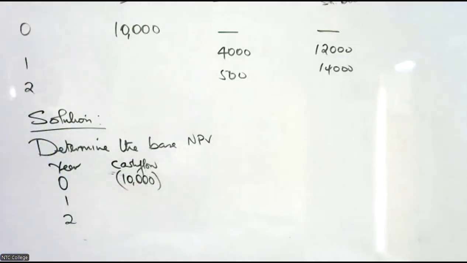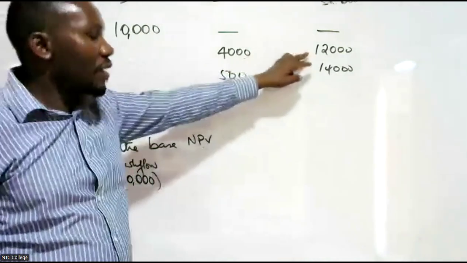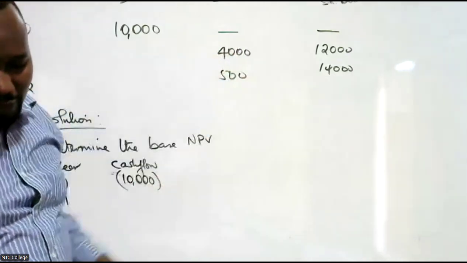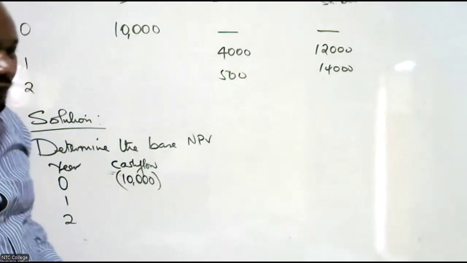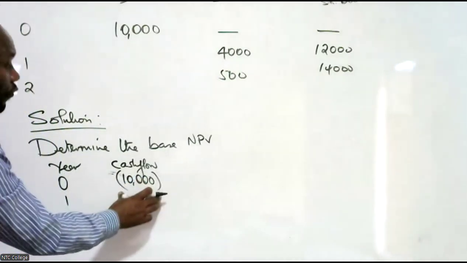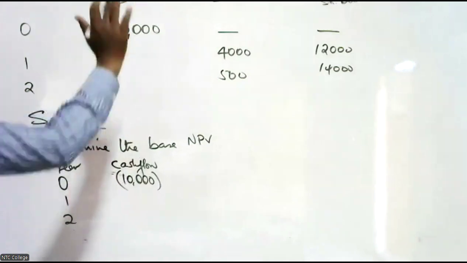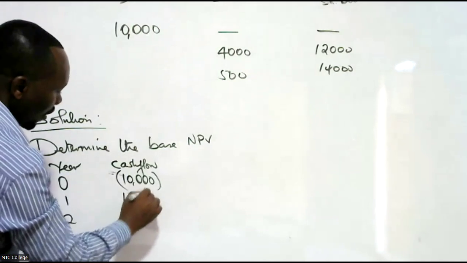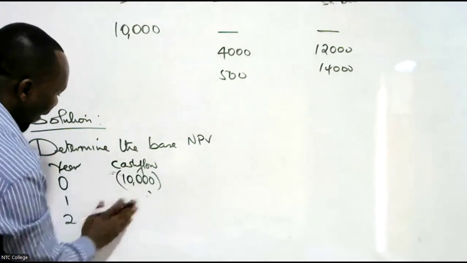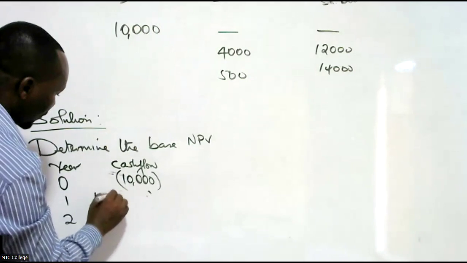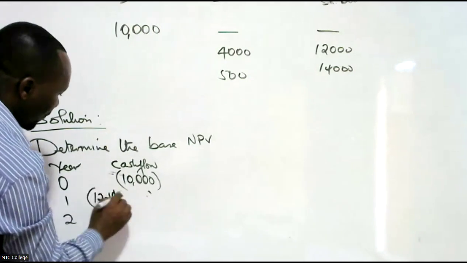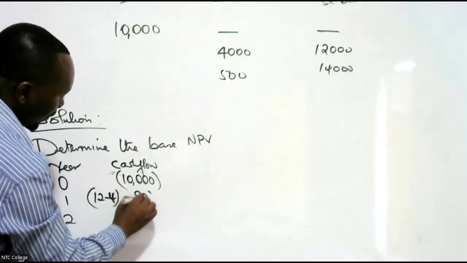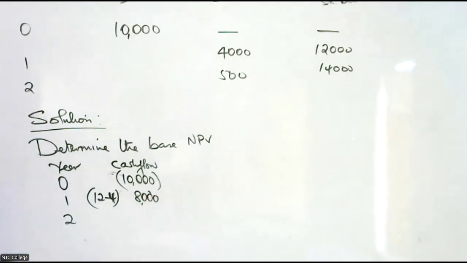In year one, we did some business. Our savings was 12, and the running cost was 4,000. So what is our profit? The net cash flow, savings minus running cost, is 12 minus 4, which is now 8,000. That is the free cash flow.